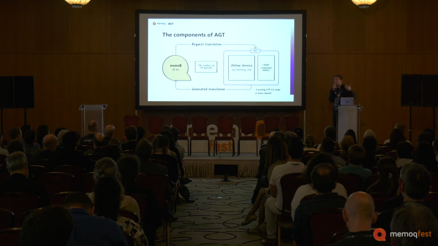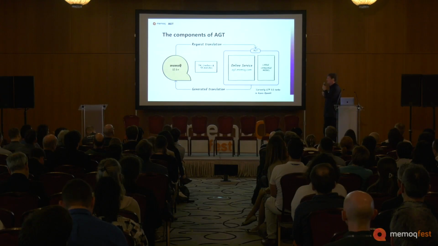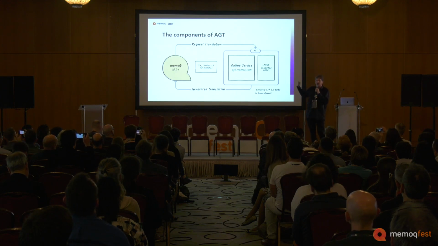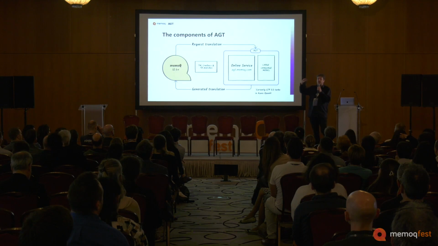And how does this system look in practice? Now this is in very, very concrete, specific terms. How does this look in memoQ? This has been available in memoQ since version 10.4 last year. So we have, for now, the memoQ desktop client. That is what you see on the left-hand side. It has a new command, a new dialog, which says, translate with AGT. It sits right next to where pre-translation is, but it's a different task.